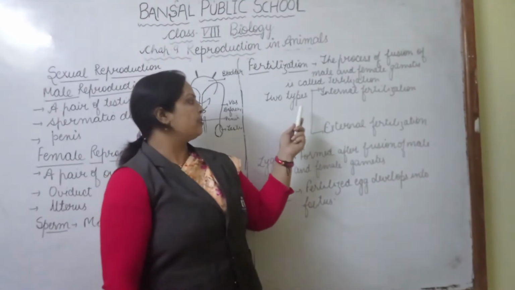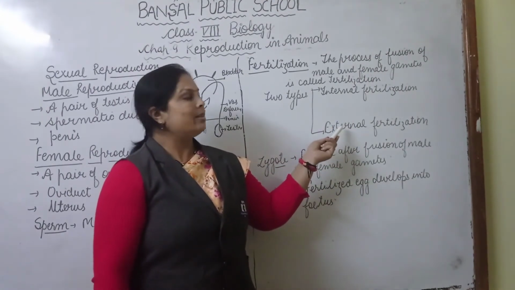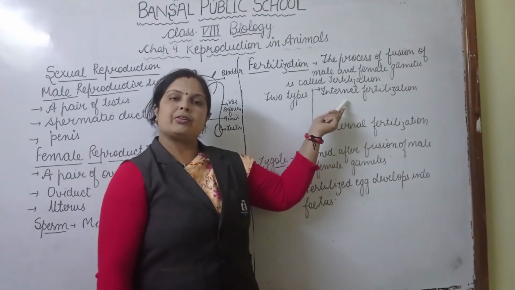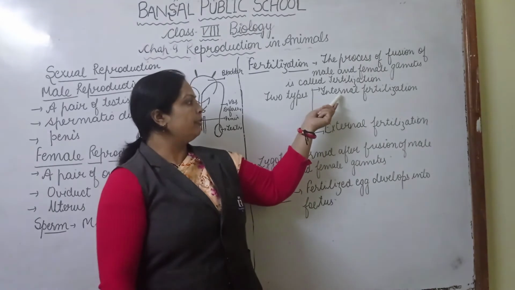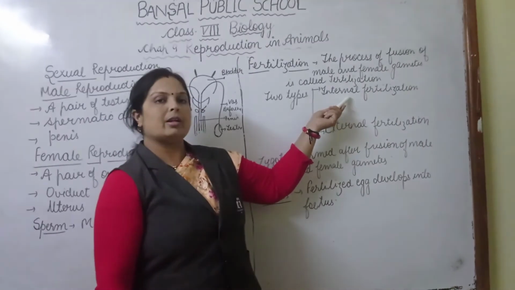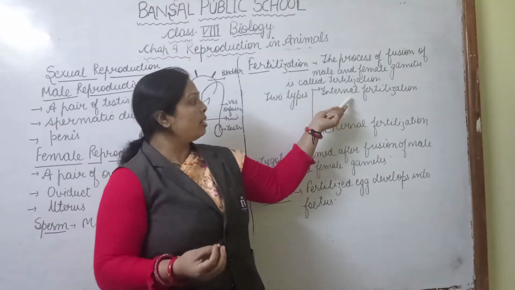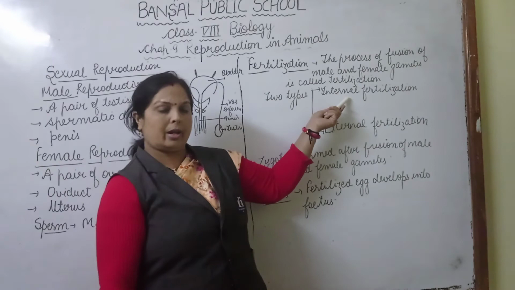Fertilization is of two types: internal fertilization and external fertilization. Listen carefully. If fertilization takes place inside the female body, this is known as internal fertilization. Internal fertilization takes place in human beings, cats, dogs, cows, rats, clear.